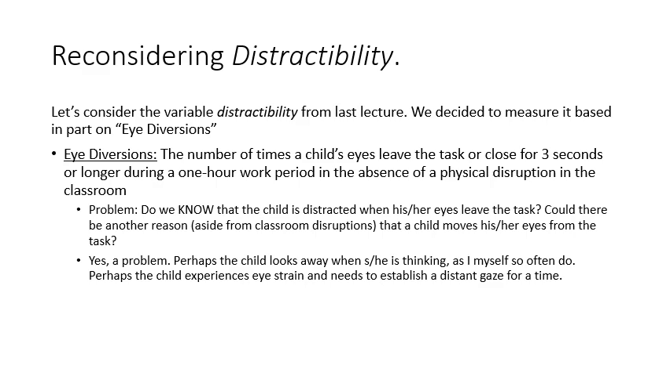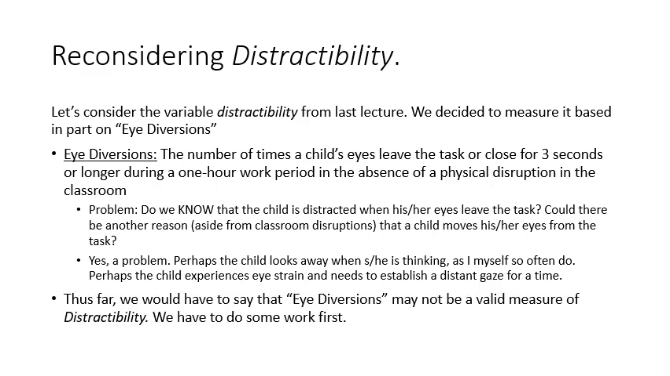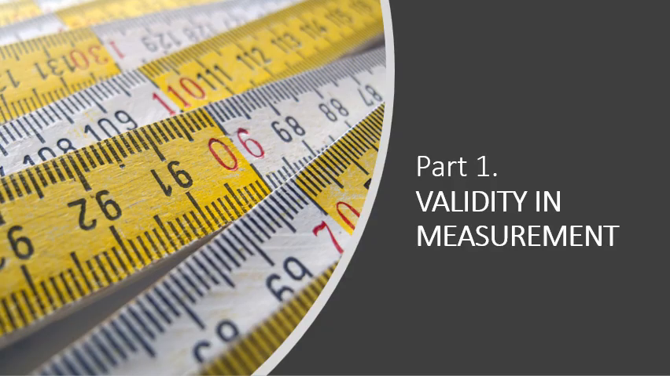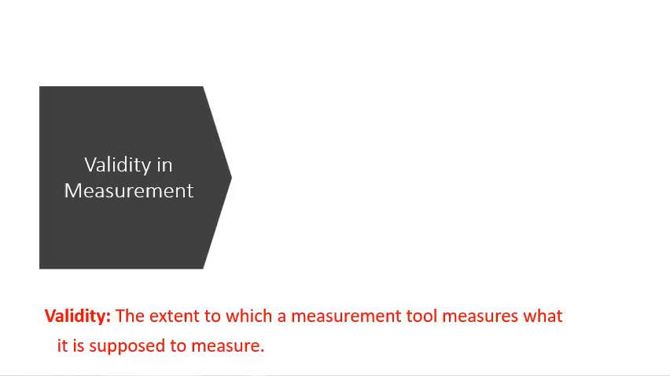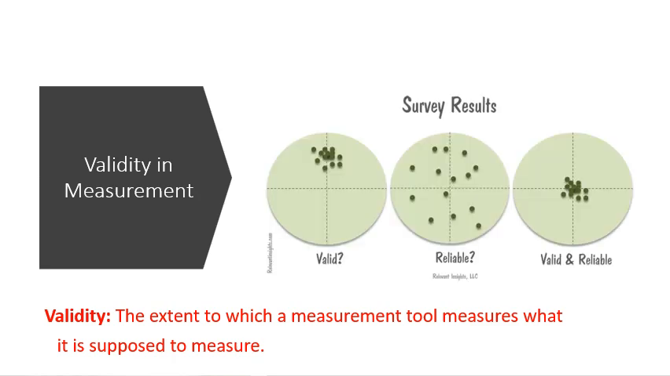So I'd say that we do have some potential problems with the validity of distractibility. Do eye diversions measure what they're supposed to measure, distractibility? So let's do some work. Let's look at how we would do this. Part 1 is validity in measurement. Validity in measurement is the extent to which a measurement tool measures what it's supposed to measure.